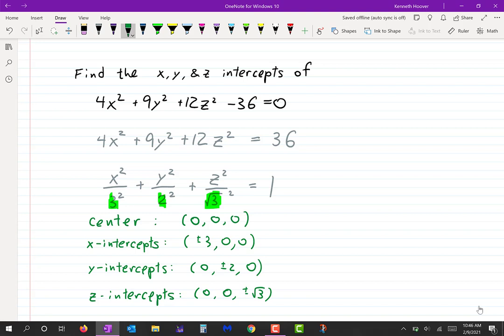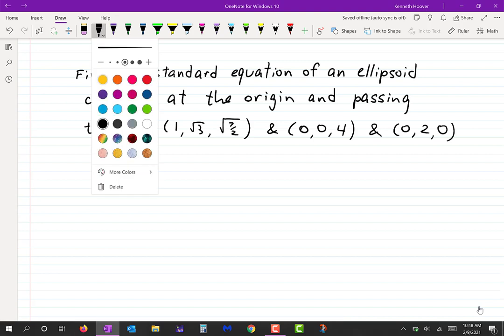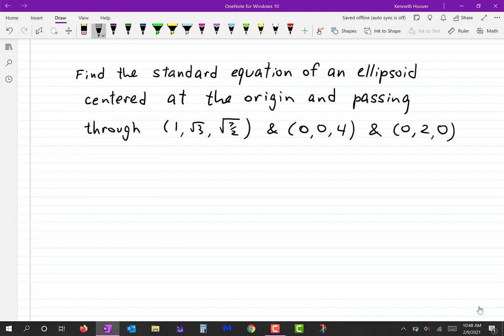All right, one other type of question you'll be asked is questions like this. Find the standard equation of an ellipsoid centered at the origin and passing through those three points. Okay, so this is not too hard at all, actually. Let's think about it. Ellipsoid means we're going to have three quadratics added together equals 1. Then there'll be something squared on the bottom of each of those.